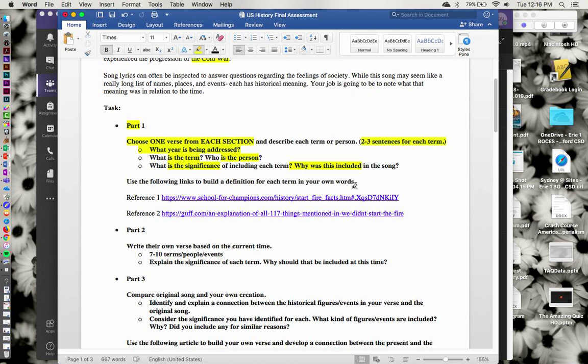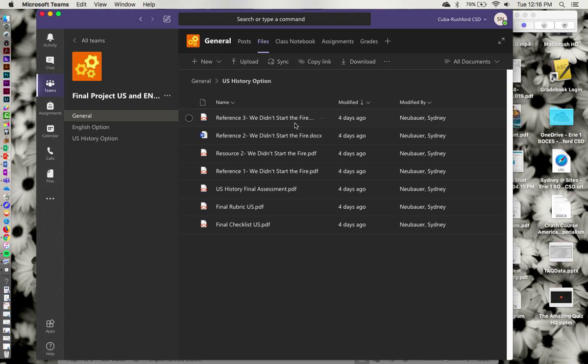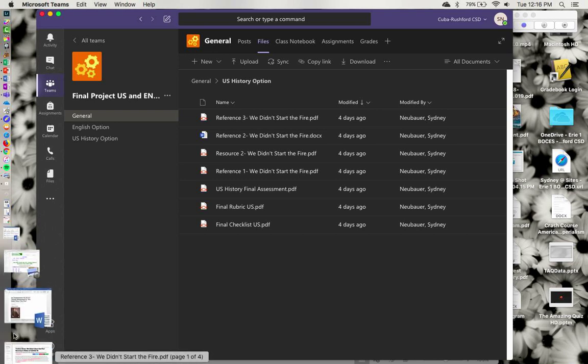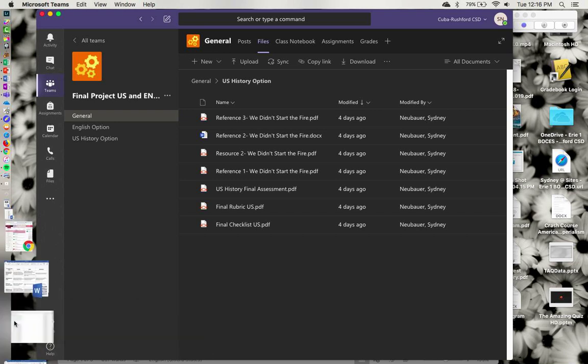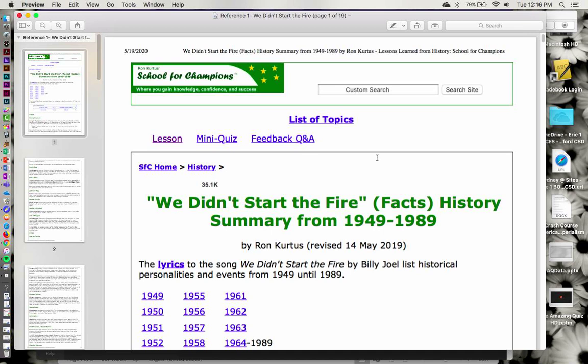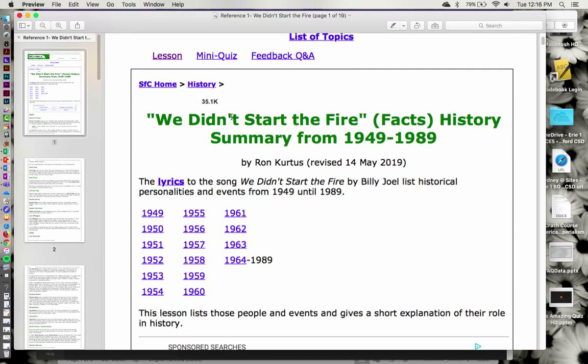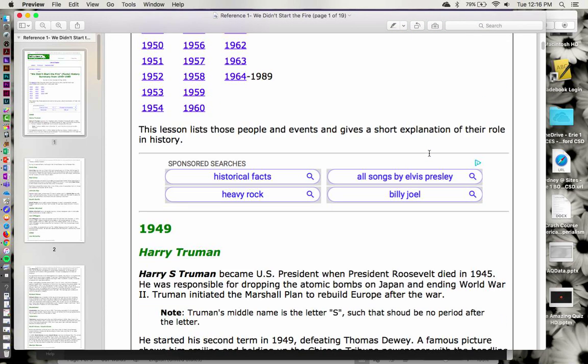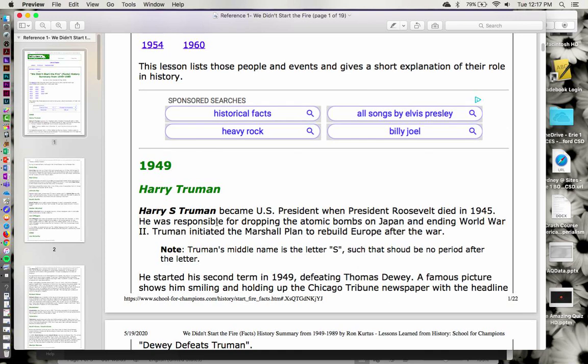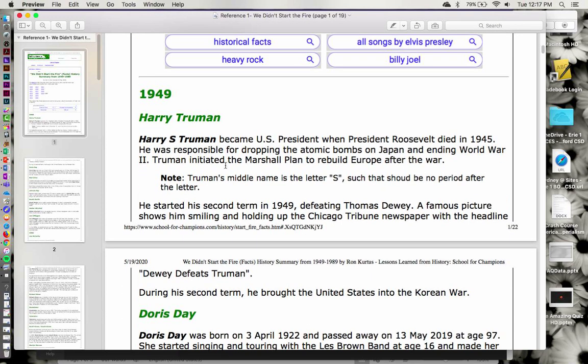Now, you might be thinking, oh my goodness, that's so much research. How am I going to do all of this? Well, if you look back at Teams, you're going to see that there are 3 resources here. Resource 1 and Resource 2 are going to help you provide those definitions. So if we look at Reference 1, you are going to see We Didn't Start the Fire Facts History Summary 1949 to 1989. This is going to go through each and every single term, person, event, place that is in the song.